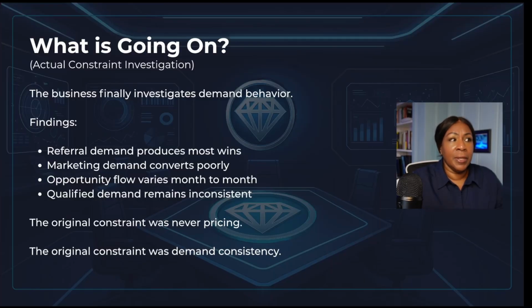So you look at that and you see that now the demand is getting unstable again. So you're prompted now to continue the investigation that was stopped earlier, right? And then what you discover is, oh, wait a minute, referrals actually are most of our wins. The marketing doesn't really convert well. Opportunity flow varies from month to month still, right? And then qualified demand is inconsistent still. So the original constraint was not pricing after all. It was demand. Okay? That never got fixed.